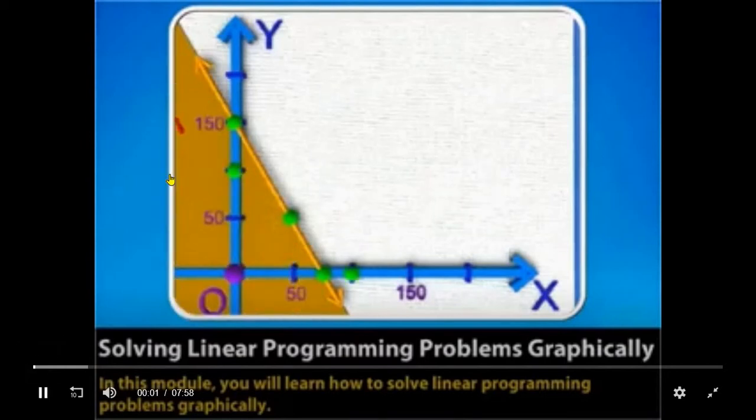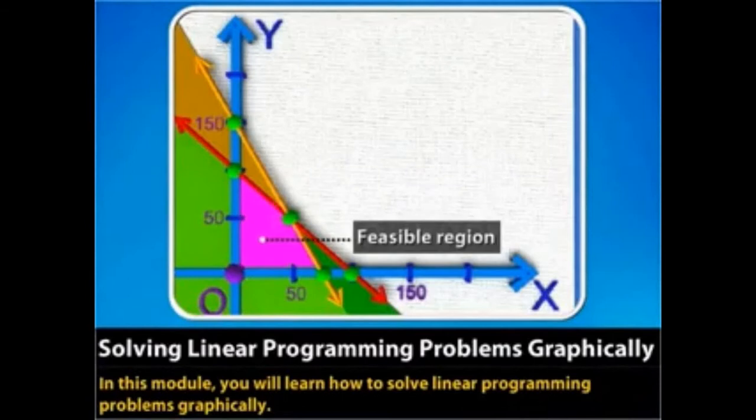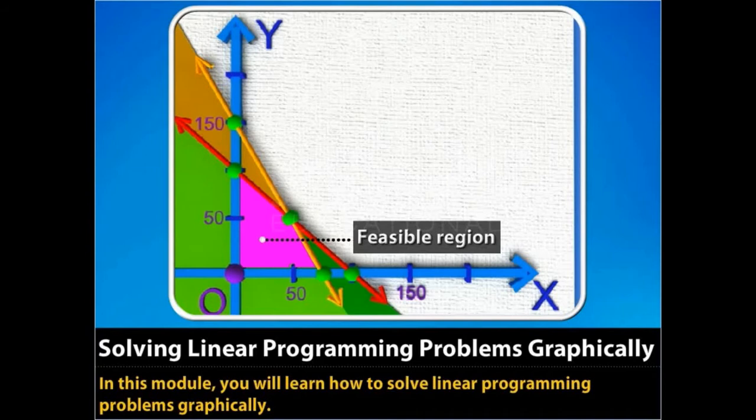Solving linear programming problems graphically. In this module, you will learn how to solve linear programming problems graphically.